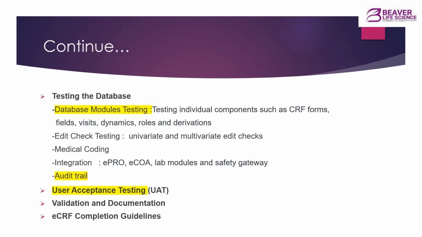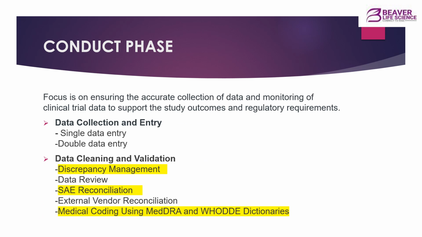Next is eCRF completion guidelines. eCRF completion guidelines is the document which is responsible for all the specifications that should be included in the CRF, which are entered in these guidelines, and according to that we prepare our CRF. The second phase is the conduct phase. The conduct phase mainly focuses on the accuracy of the data and monitoring of the clinical trial data to support the study outcomes and the regulatory requirements.